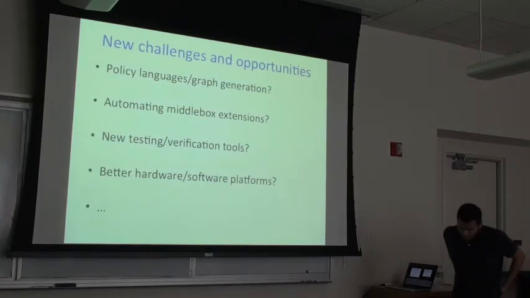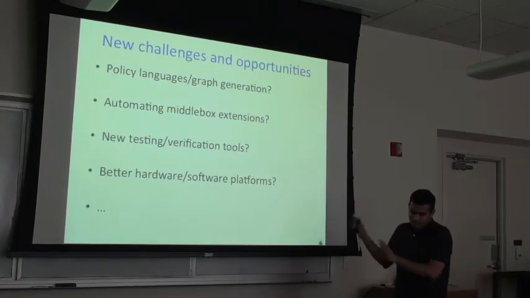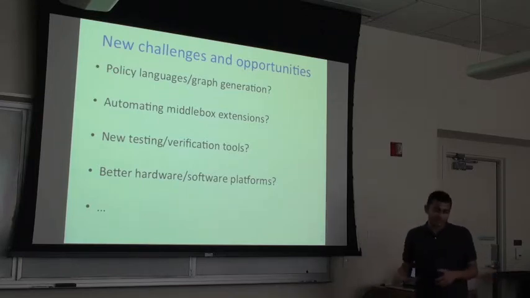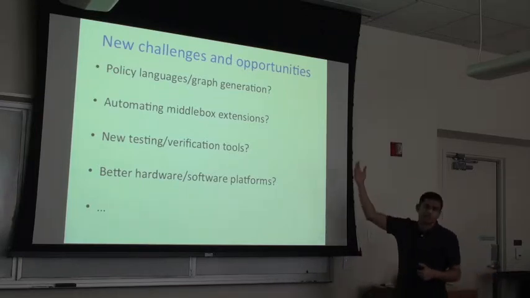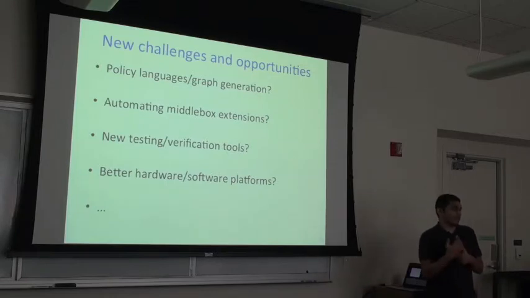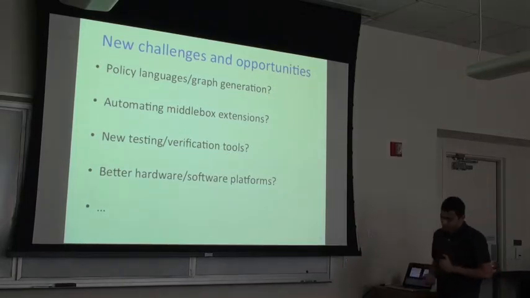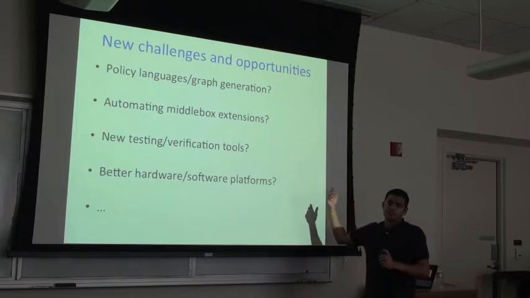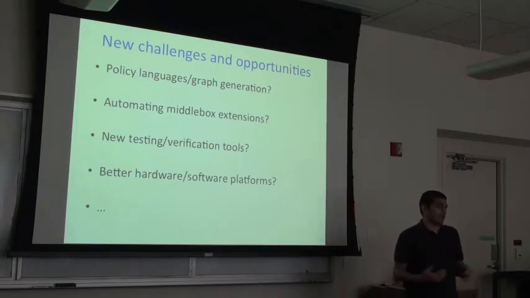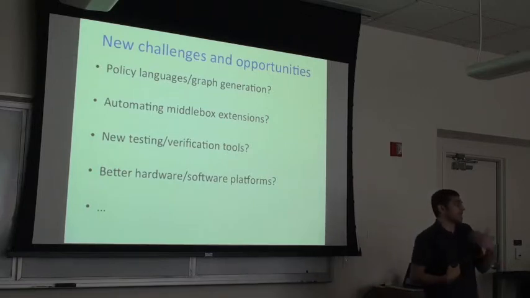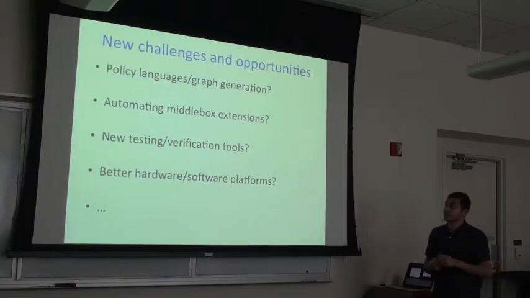Okay. Sort of stepping back, as I said, we're just scratching the surface here. There's a broader set of interesting questions and research opportunities that arise. For example, if you think about SDN, what are the right northbound policy interfaces you want to expose? What are the right policy languages or policy graphs that we want to generate? You want to think about how you automate these extensions to middle boxes. Say we are doing flow tags, somebody else wants to do something else. How can we support tools for vendors to integrate new SDN capabilities into middle boxes?